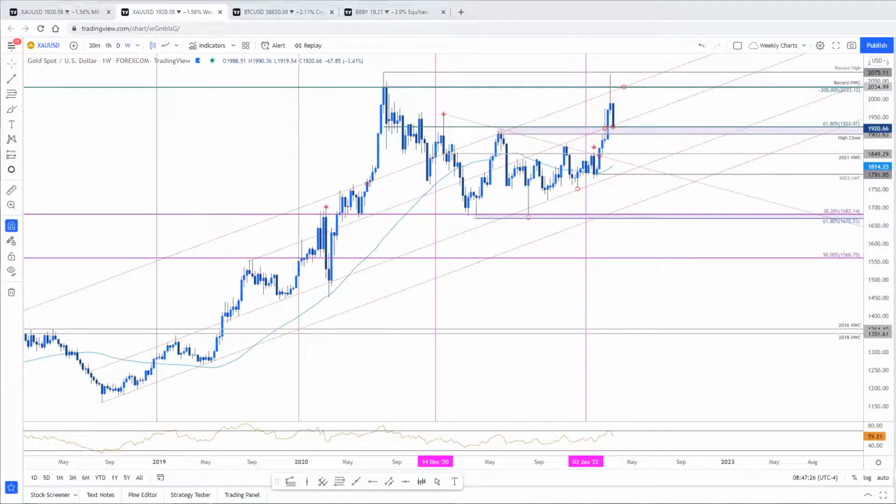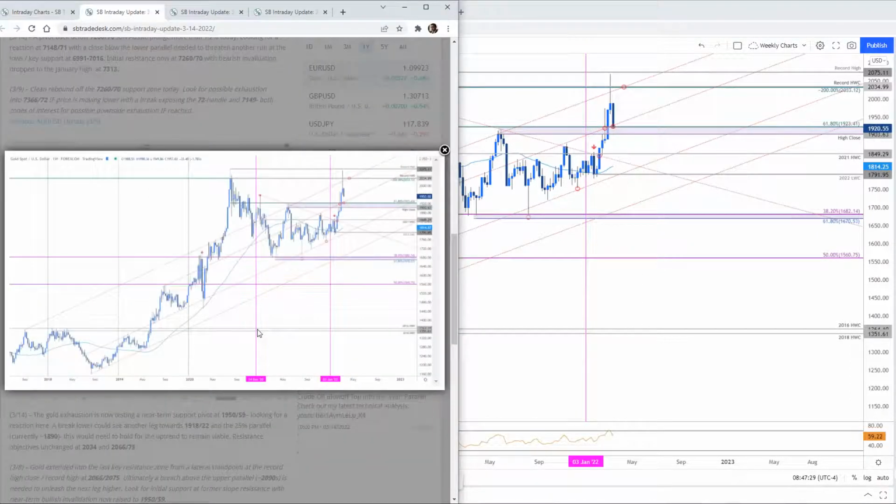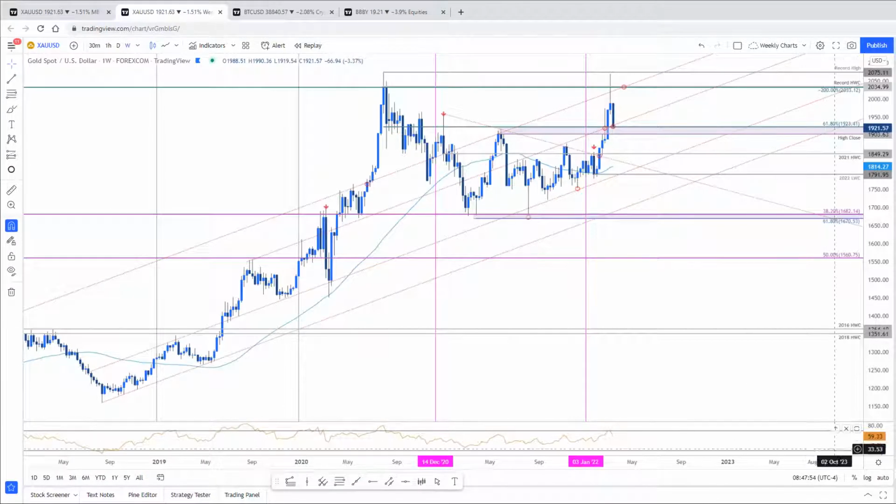Here's the weekly chart for gold. Here's what it looked like just last night, highlighting key support for this broader trend. We talked about it in the webinar as well. Basically here, 1903 is the high close from last year. 1923 is the 618 of the entire drop from the record high. So still a major pivot zone. We're there now.